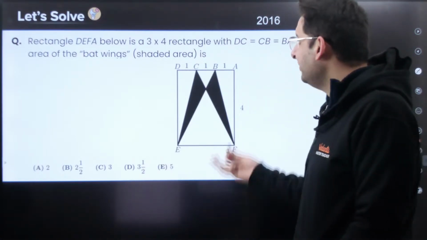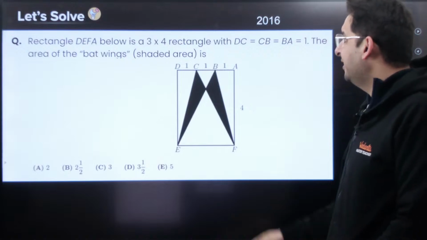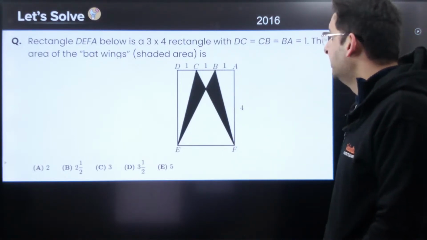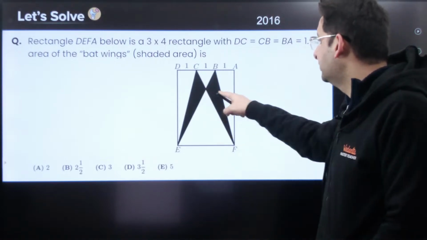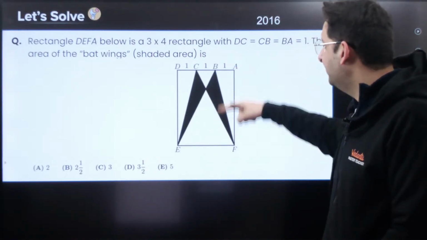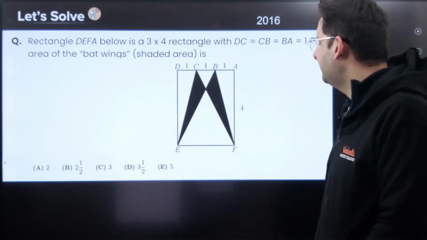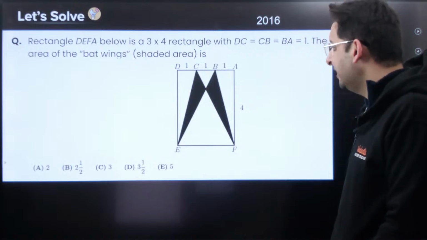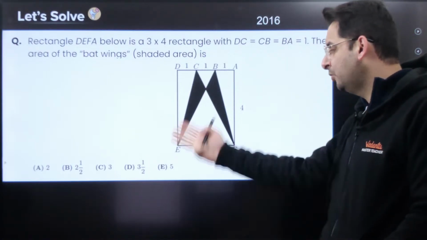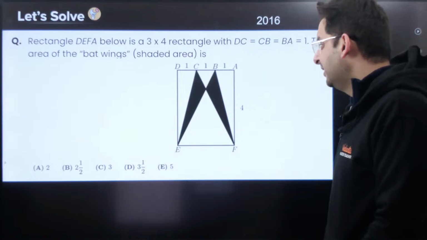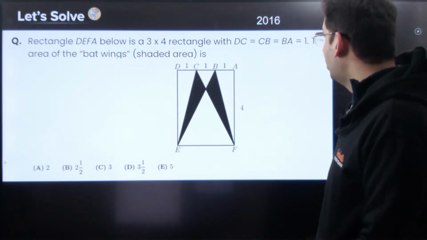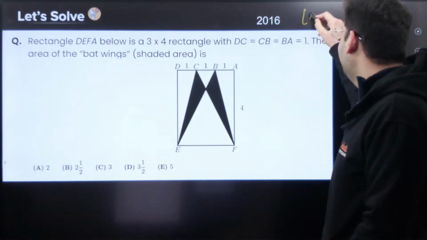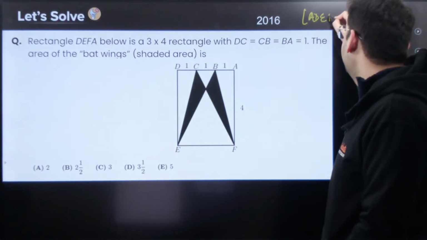Okay. चलो. Rectangle ADEF below is a 3 by 4 rectangle. DC is equal to CB is equal to BA is equal to 1. The area of the bat wings. So these are the bat wings. So we joined E with B, we joined C with F, and B with C and B with F. So these become bat wings. So iska area is what? This is what we need to find out. Is it 2, 2.5, 3 units, 3.5 square units or 5 square units? The total area is 12 square units. Total area of ADEF is 12 square units.